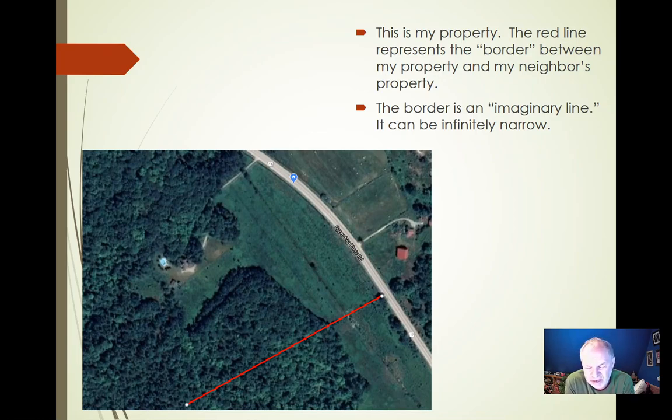That width of that border can get infinitesimally small. I could go down to millimeters, and still, I can't put something right on the border. If I put a 2 millimeter fence, 1 millimeter would be on his property, and another millimeter would be on my property. So a border is essentially an imaginary line.